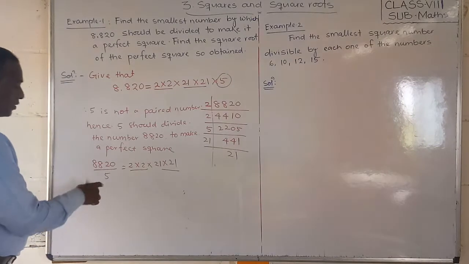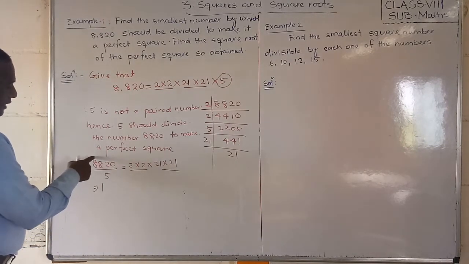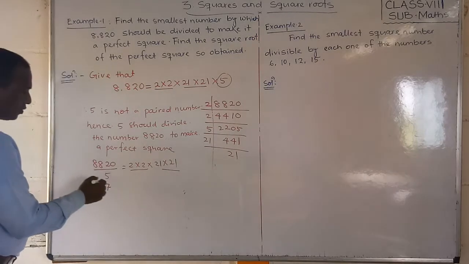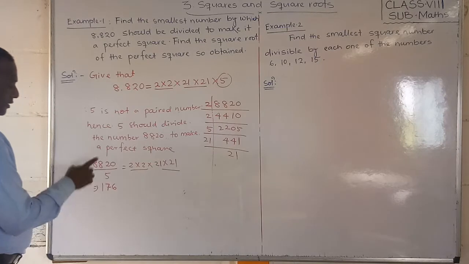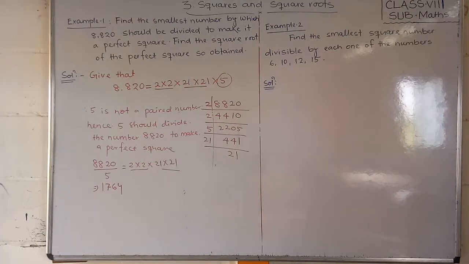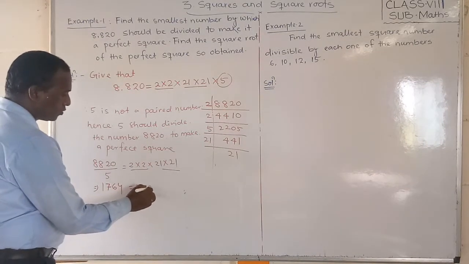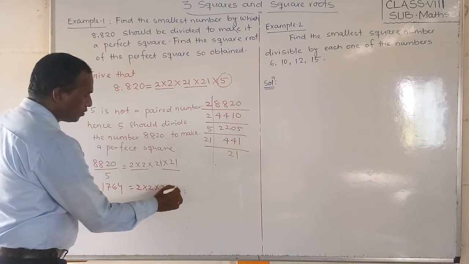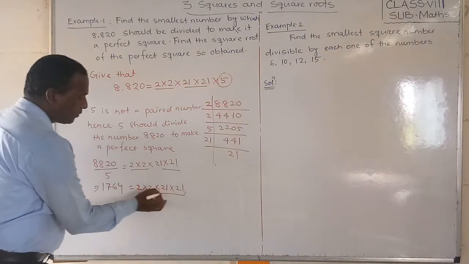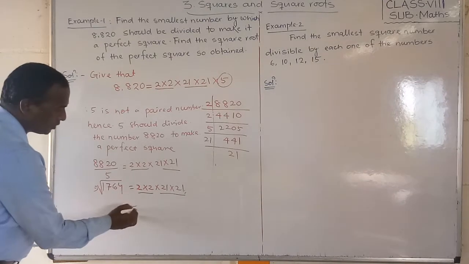You will get the answer: 5 ones are 5, 5 sevens are 35, 5 sixes are 30, 5 fours are 20. So 1764 is equal to 2 into 2 into 21 into 21. So if you take the square root, you will find out. If you find the square root, then how much will the answer be, friends?